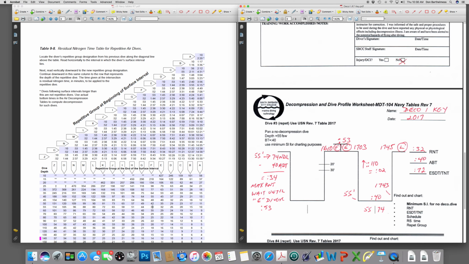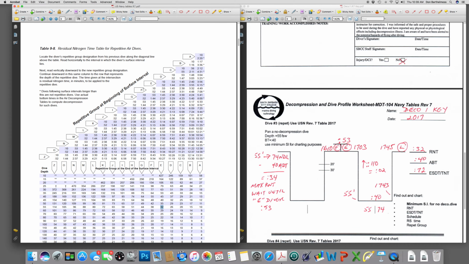Hey, look, here's 38. Is that less than 34? No. Keep coming across to the right, and there's 32. Is that less than 34? Yes, it is. What do I do now? I scroll and look up above, and that is in the E category. So that means if I wait until I'm an E diver, I will have 32 minutes of residual nitrogen time in my body. Well, I'm an F diver at the start of my surface interval, so F to E.